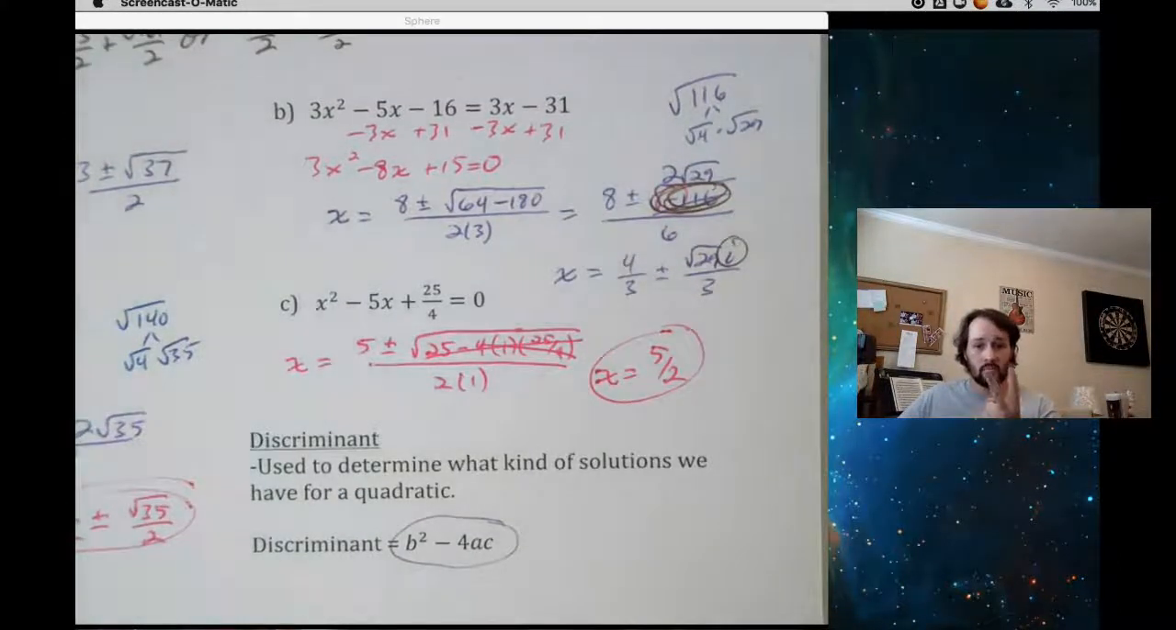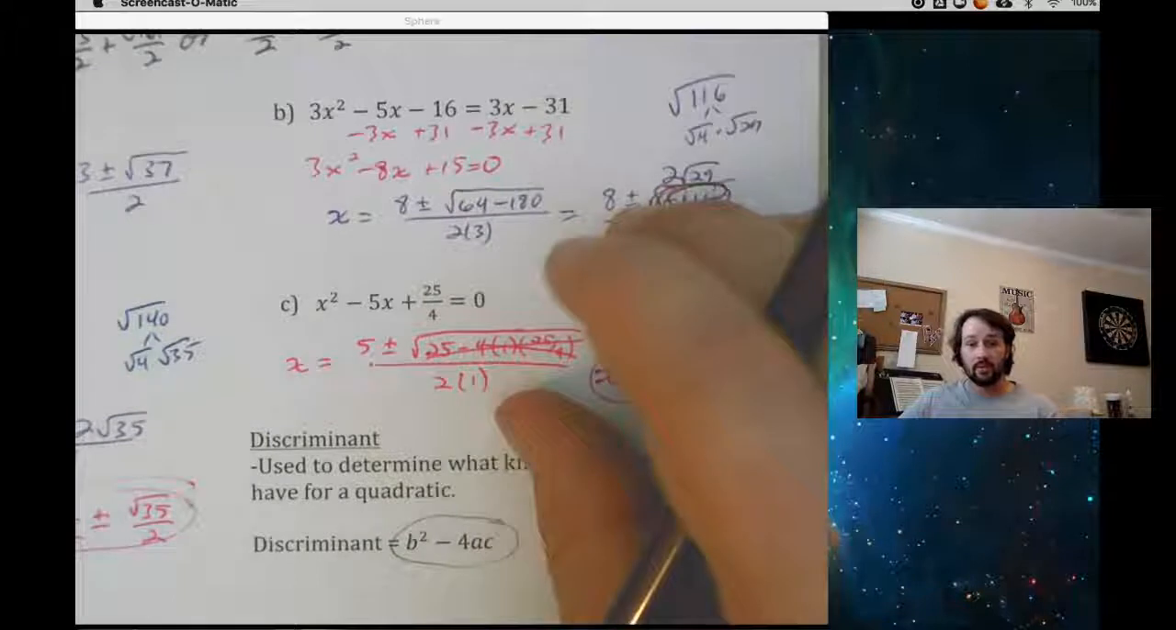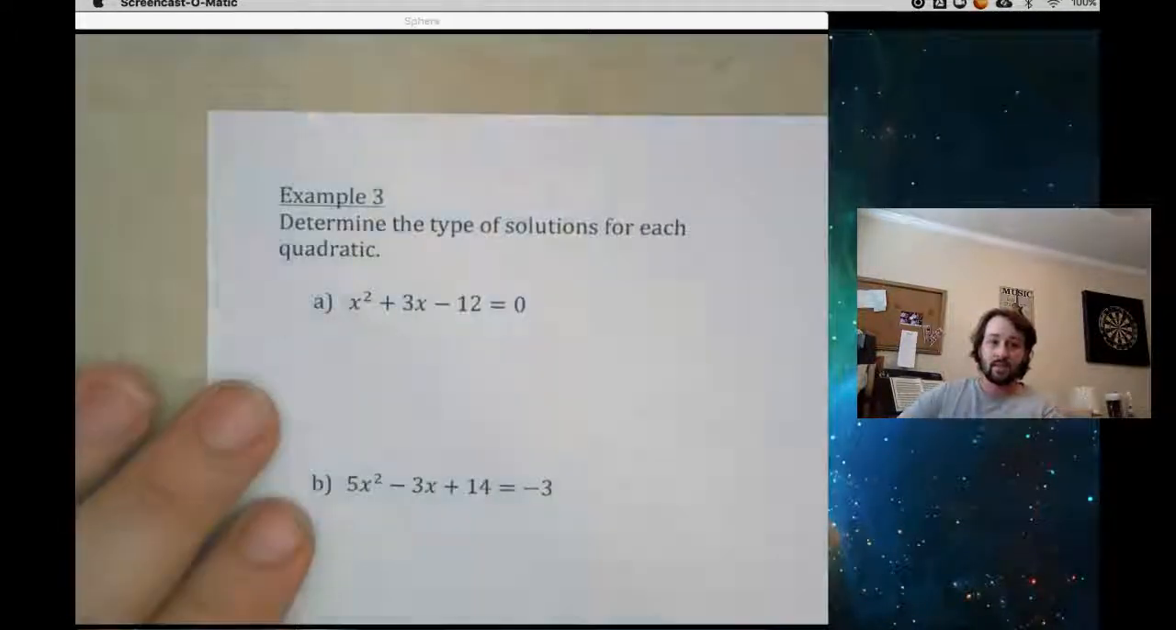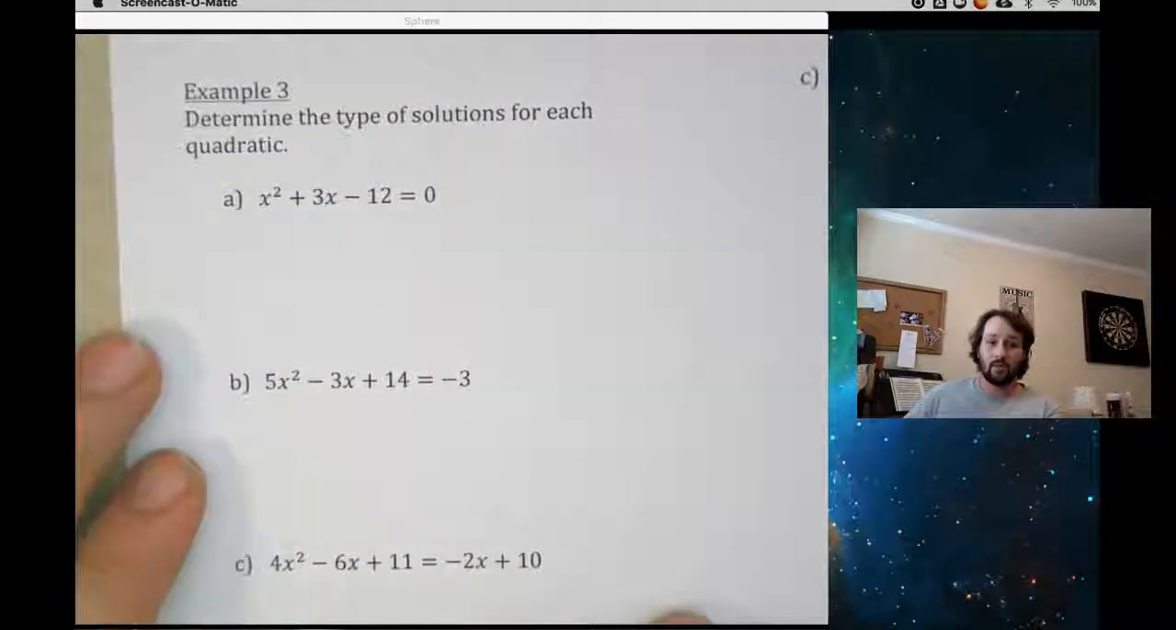And there were two of them. There's always two imaginaries if you have any imaginaries at all. There's at least two of them. So that's all the discriminant is used for. All they're going to have us do is determine the type of solutions and how many there are.